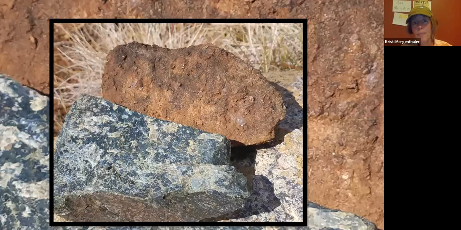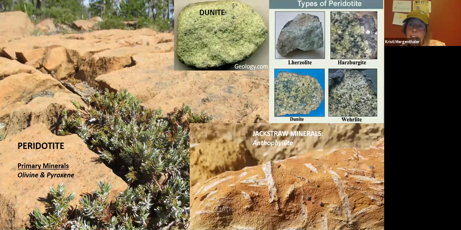Okay, so here is the peridotite page. Peridotites are made mostly of olivine, a beautiful greenish mineral, and pyroxenes. And most of the pyroxene minerals are very low in calcium. There's a couple though that have a bit more calcium in them.